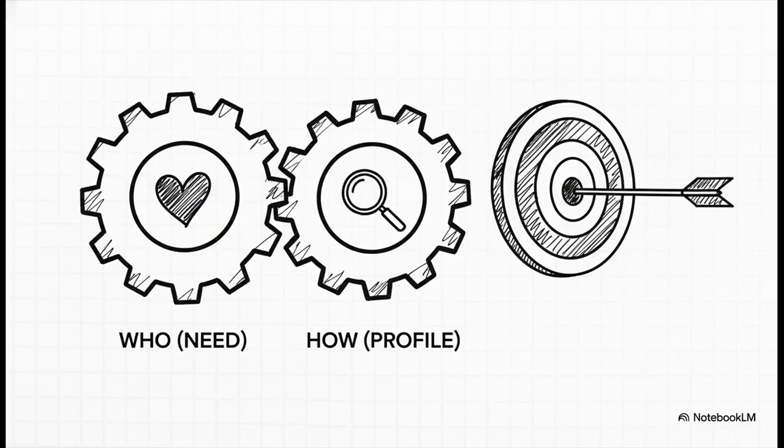So, the key idea we land on is this. True marketing precision isn't about having more data or fancier software. It's about the perfect alignment of your strategy and your tactics. You have to know who you're serving based on their needs, and then find the how to reach them through their observable profile. If you have one without the other, you're either flying blind or just setting money on fire.